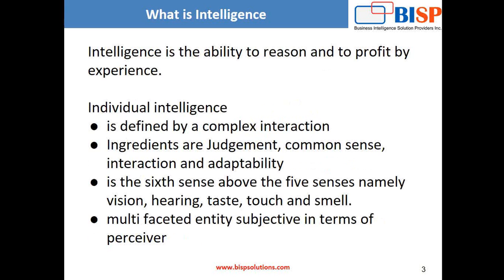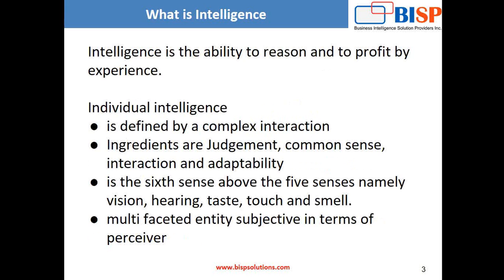Individual intelligence is defined by a complex interaction, and the ingredients that define intelligence are judgment, common sense, interaction, and adaptability. We also say it's a sixth sense above the five senses every human has got: vision, hearing, taste, touch, and smell. These are five senses which almost every human being has got. And above that, there's a sixth sense, and that's the intelligence.